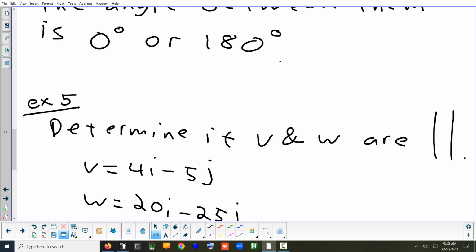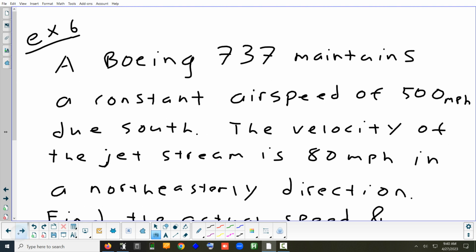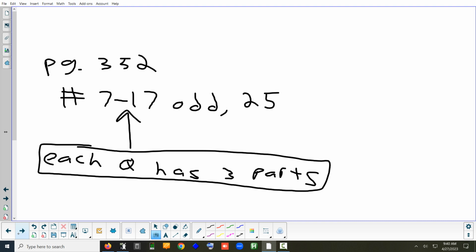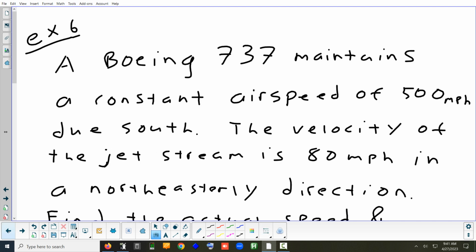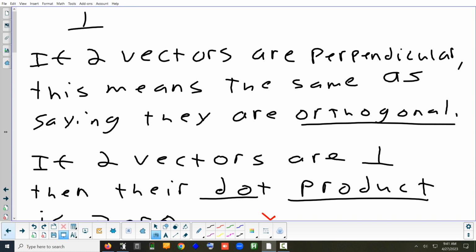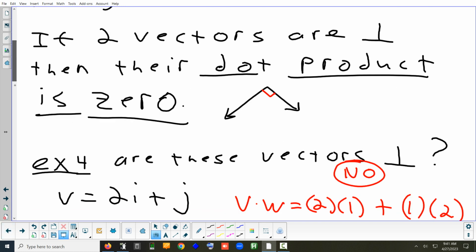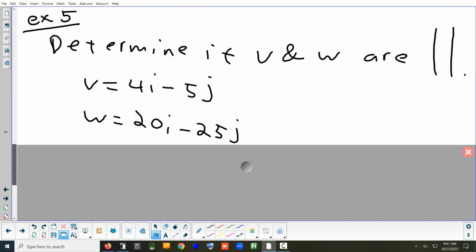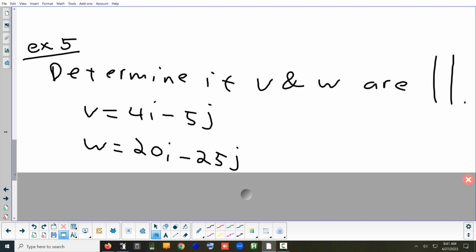Most problems I give you, though, in the homework, it's going to be a 3-part problem where you have to find the dot product first, then you have to find the magnitudes, then you have to find the angle. So you're going to have to find the dot product for all of them anyway. But if the question did not ask you to find the dot product, then your way would be faster. Yep, very good. Remember these two vertical lines from geometry mean parallel. Okay.